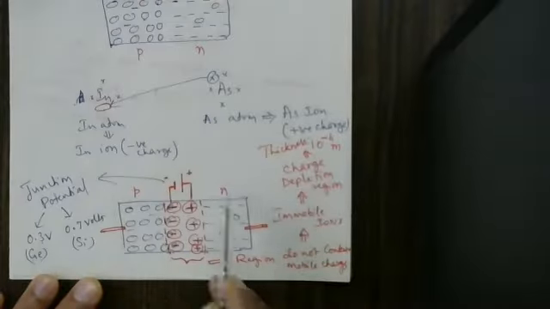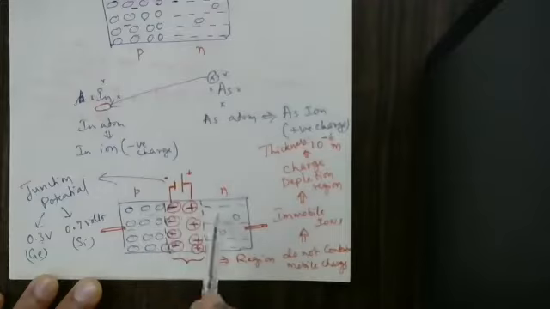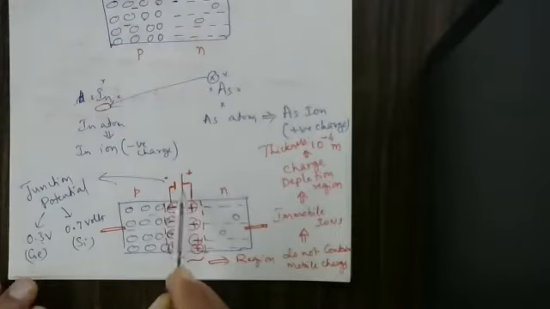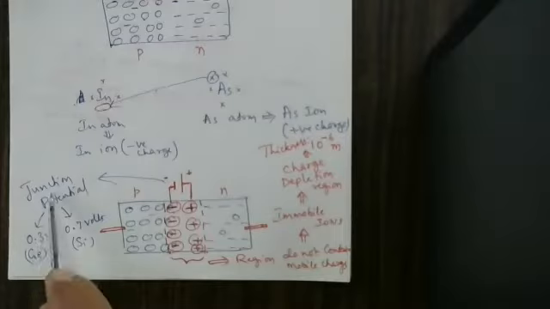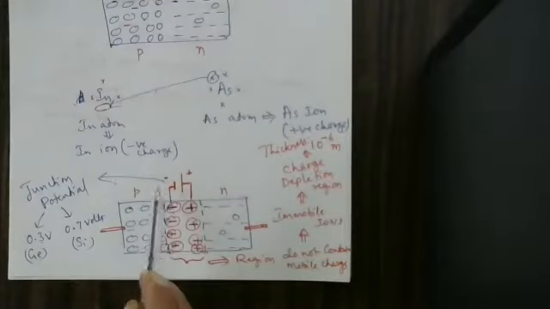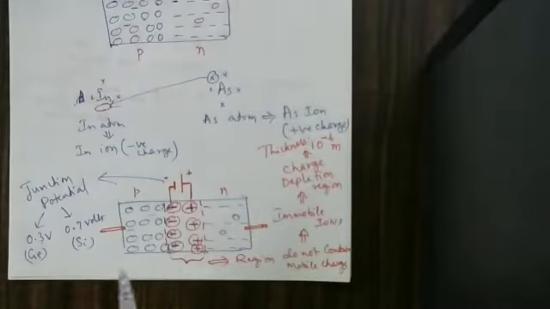The potential that occurs at the PN junction is 0.3 volts for germanium, and the junction potential is 0.7 volts for silicon. This much you have already understood. All this concept we have already understood.